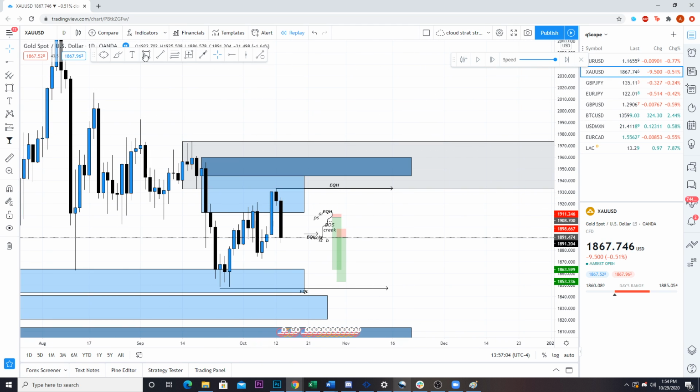Creating more liquidity, creating what? Now. So notice how we now, as we moved up to this area of imbalance that we had right here, about 50% of it, we also created this area of imbalance right here, which just got filled. But because of this fill, we've now created this new area of imbalance right here, okay?